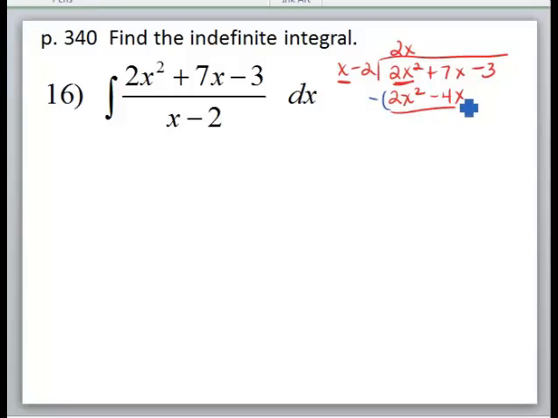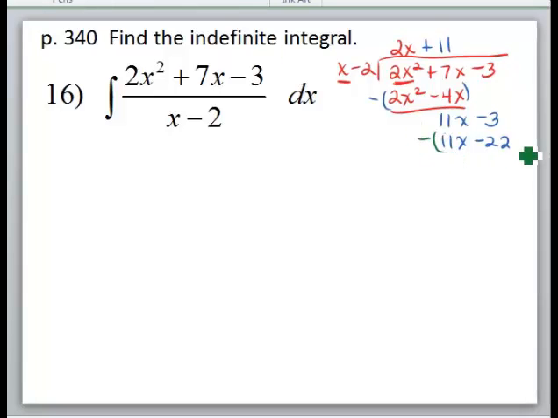So I'm going to subtract those amounts off. So I have 7 minus negative 4, which is 11x, minus 3. x times what gives me 11x? Well, that would be 11. So I have 11 times x is 11x, and 11 times negative 2 is negative 22.